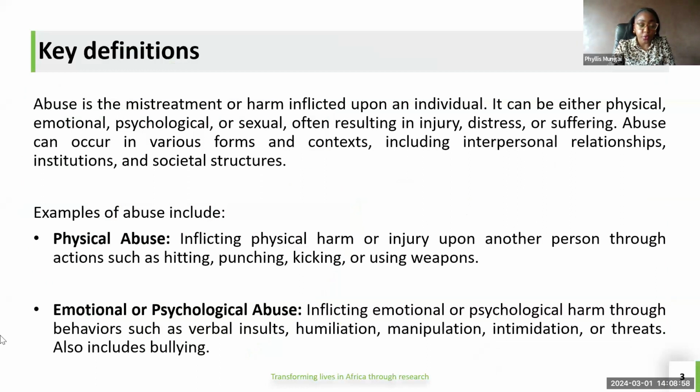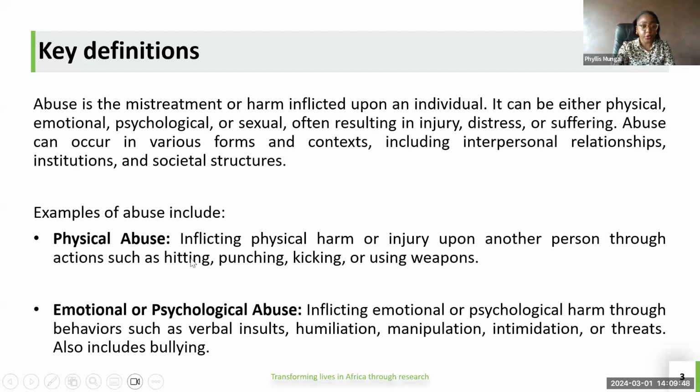So I will also go into some key definitions that we will see as we delve into this topic. The first being abuse. Remember, we talked about safeguarding, meaning that it is a protection from abuse, harm, and neglect, or exploitation of any kind. So, abuse is defined as the mistreatment or harm inflicted upon an individual. This can either be physical, emotional, psychological, or sexual, and it often results in injury, distress, or suffering. Abuse can occur in various forms and contexts, including interpersonal relationships, institutions, and society or societal structures.